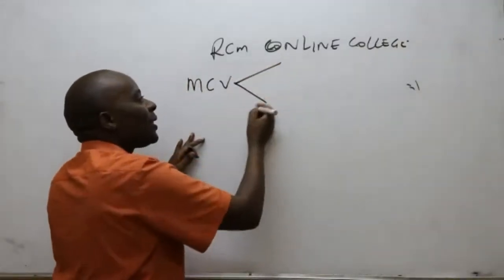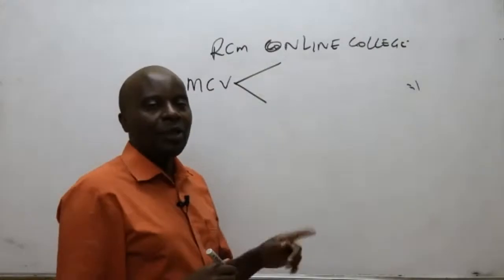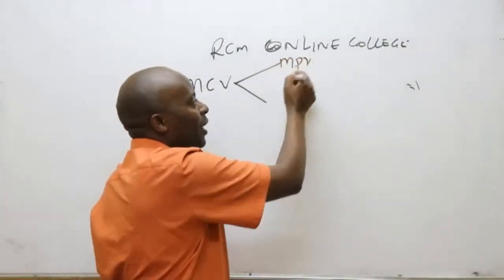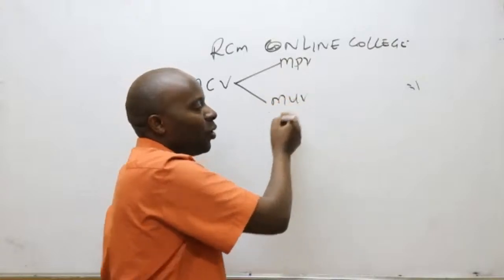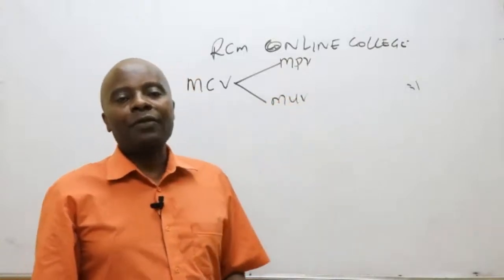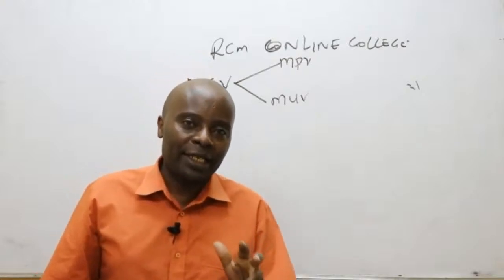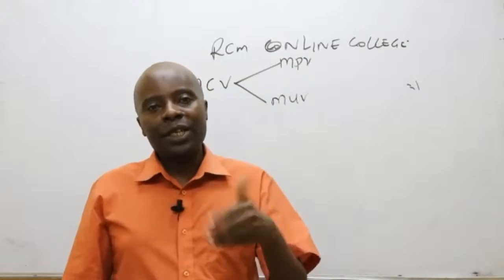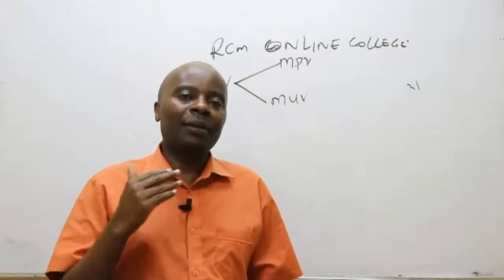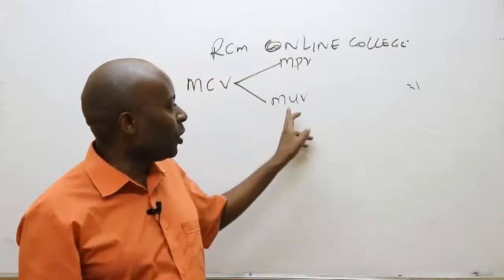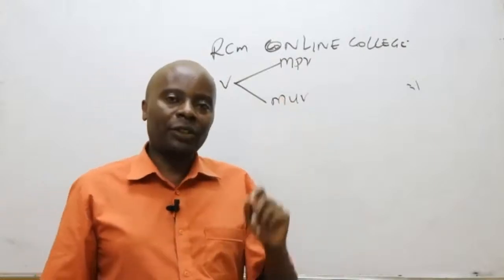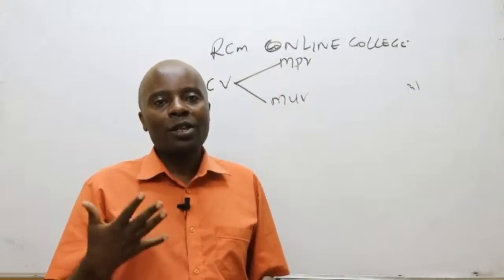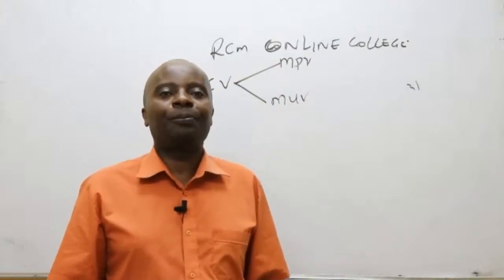Material cost variance is divided into 2. We have the material price variance, and then we have the material usage variance. Please write those 2 components. We have the material price variance, and then number 2, we have the material usage variance.